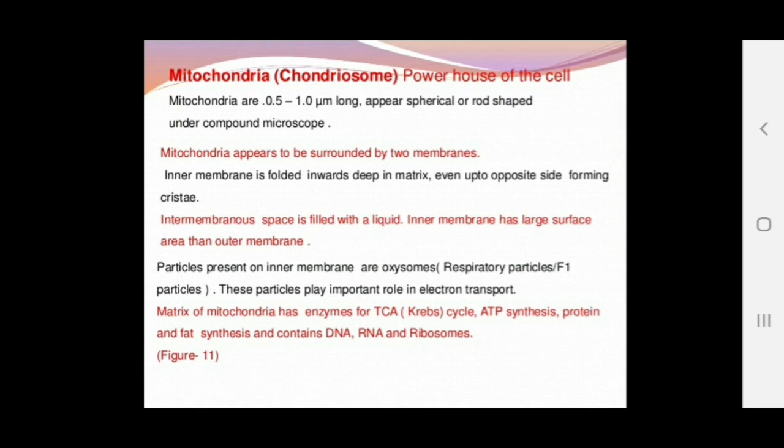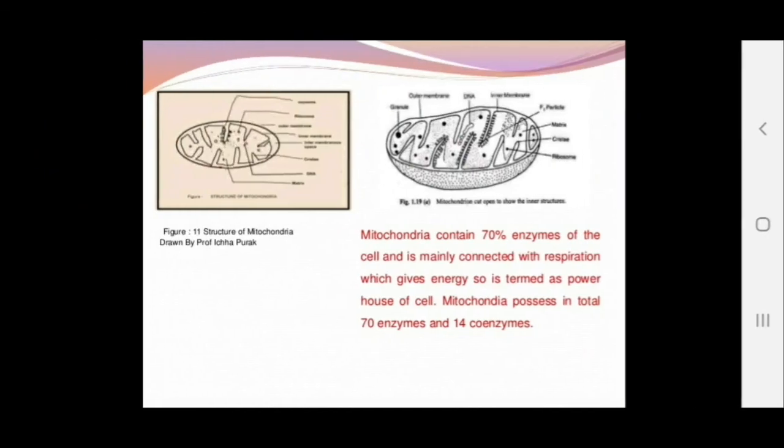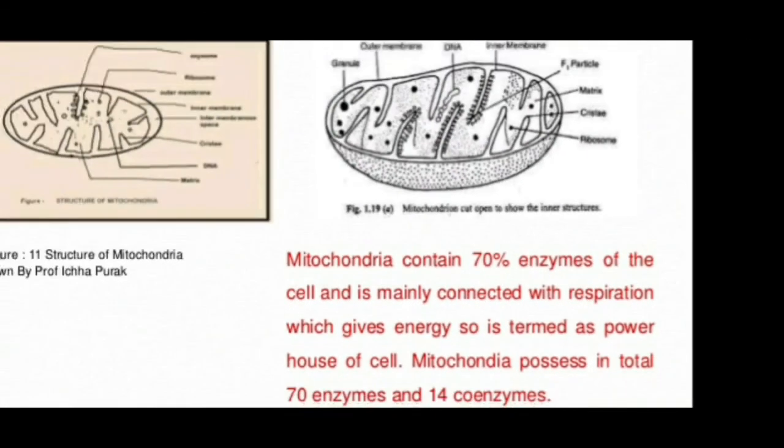Clear? Respiration की जो electron transport chain होती है उसमें ये F1 particles और the respiratory particles important role play करते हैं. Clear? The matrix of the mitochondria has enzymes for the Krebs cycle and ATP synthesis, protein synthesis, and fat synthesis, and they also contain their own DNA, RNA, and the ribosomes. This is the structure of your mitochondria.